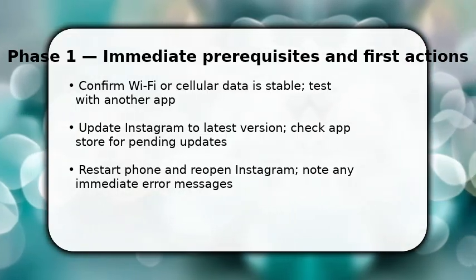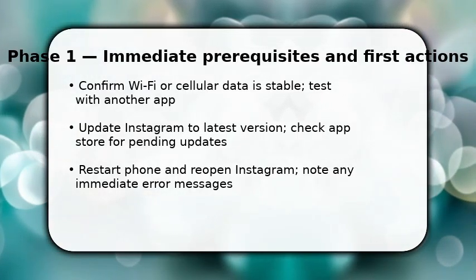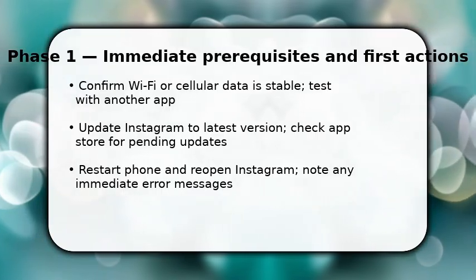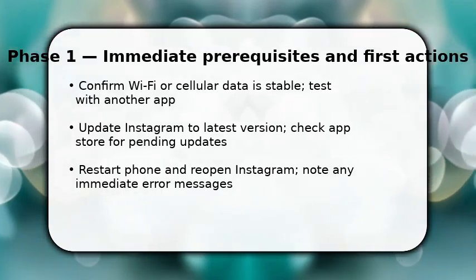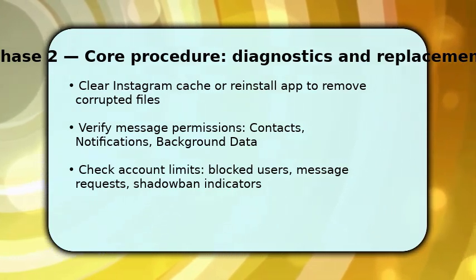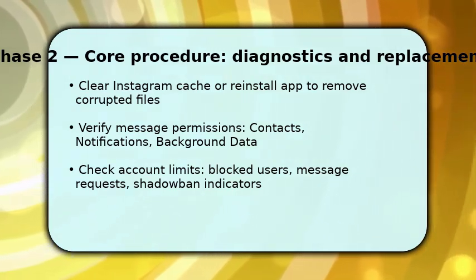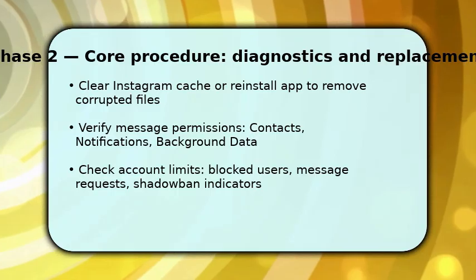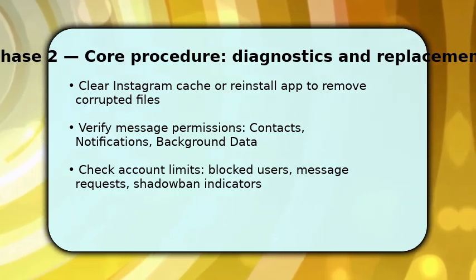If you see a sending failure, tap the 3 dots on the message and note the exact phrasing. This helps you choose the correct fix. Now you address app and account causes. Clear Instagram's cache or uninstall and reinstall to eliminate corrupted files. This often resolves persistent failures.